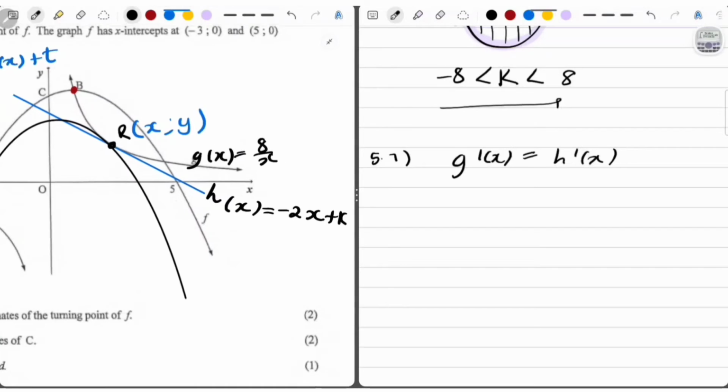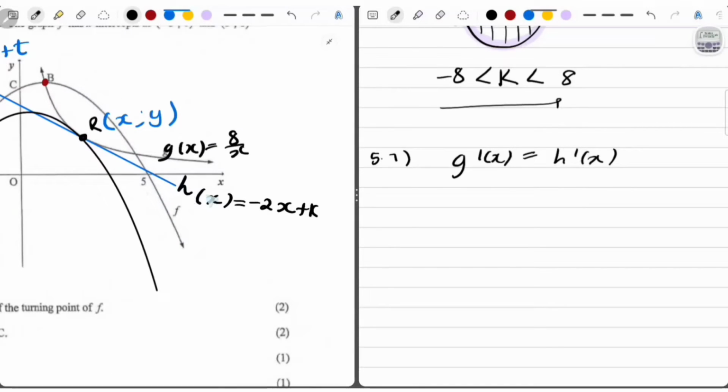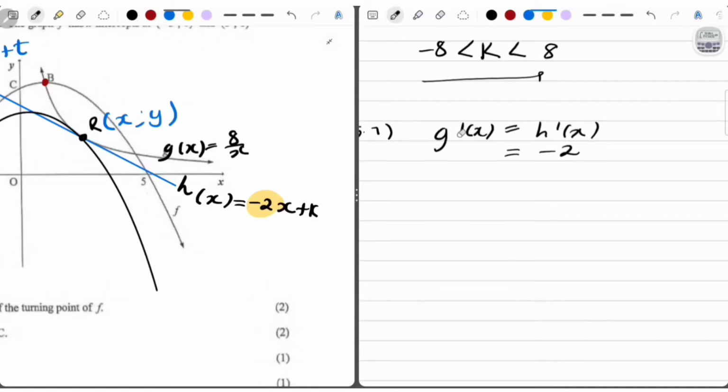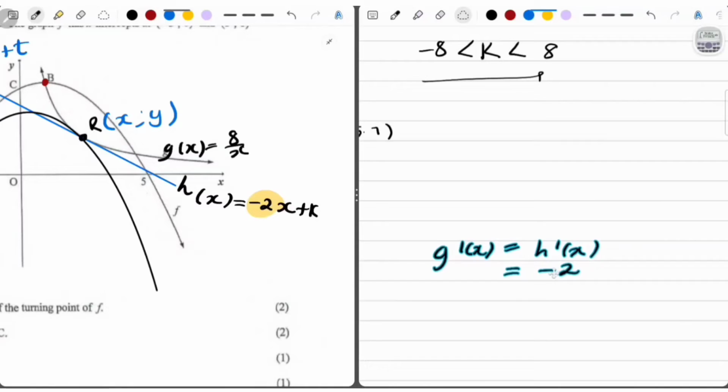And the great thing I'm seeing here is h is a straight line, and we can clearly see the gradient. Look at the gradient. It's -2. So we have that, right? We know that's -2. We just have to find the gradient of g. You know g of x is equal to 8 over x. So how about we find g prime of x, which is the gradient of g.